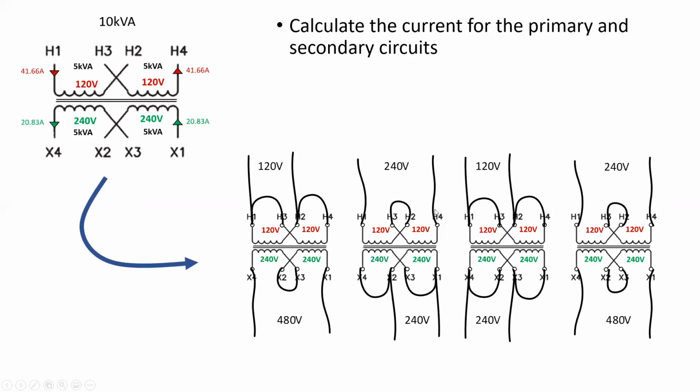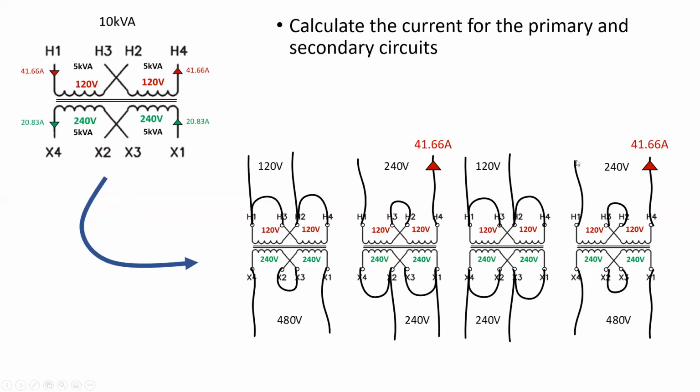And don't we already know what the current rating is of a single coil? I think it's 41.6 amps. So that means for the series connection, 41.6 amps would be measured there and would flow through both of these, right? Out in on H4, out on H1.